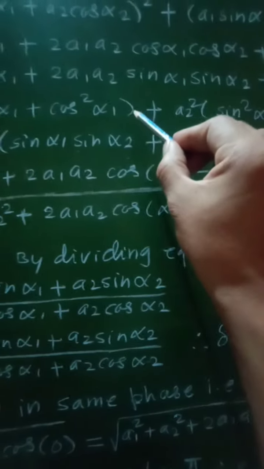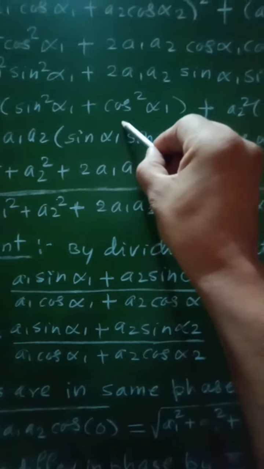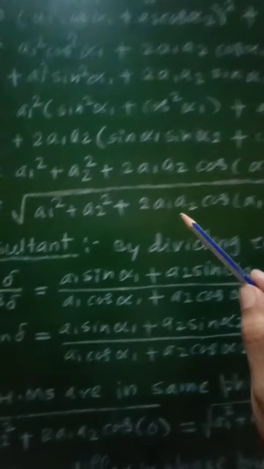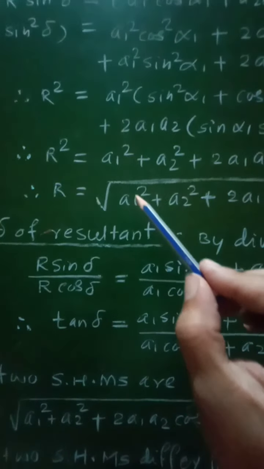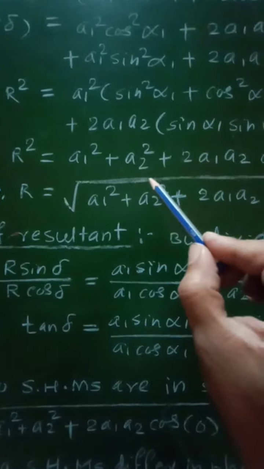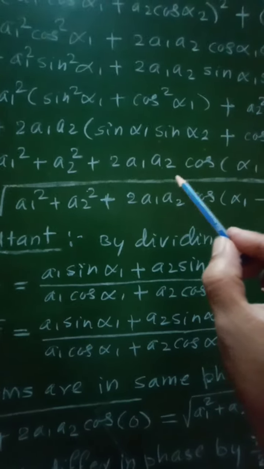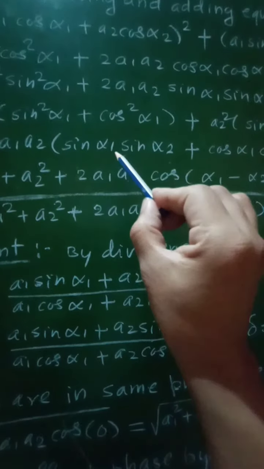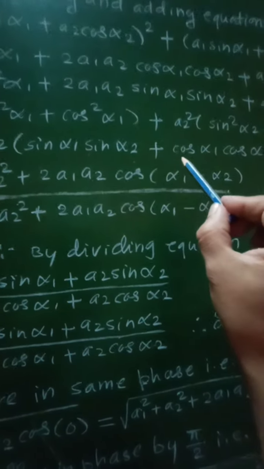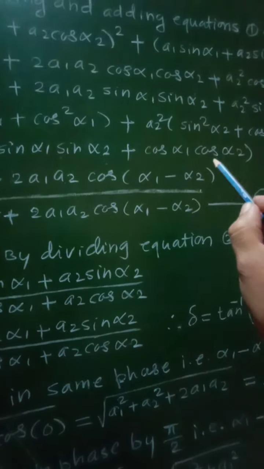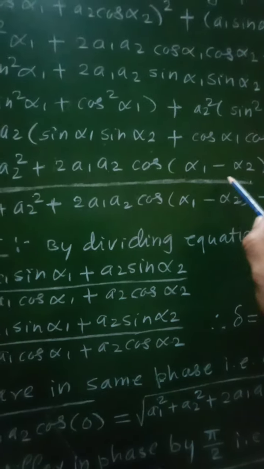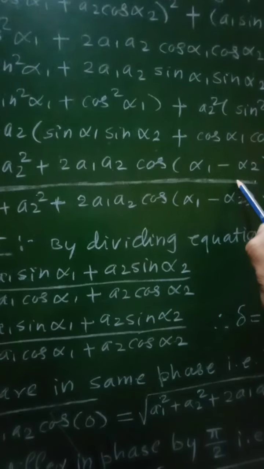But this term is equal to 1, this term is also equal to 1, and therefore we will get r square equal to A1 square plus A2 square plus 2 A1 A2 cos of alpha 1 minus alpha 2, because sin alpha 1 sin alpha 2 plus cos alpha 1 cos alpha 2 will be written as cos of alpha 1 minus alpha 2.